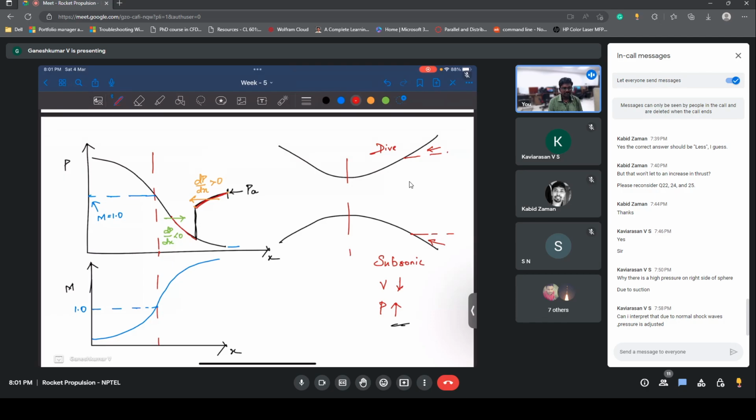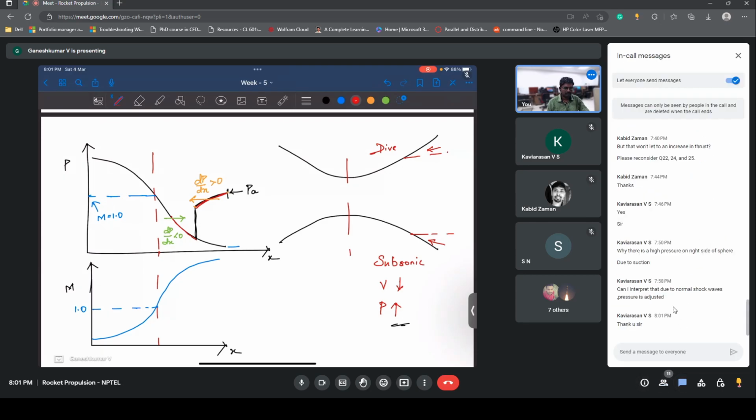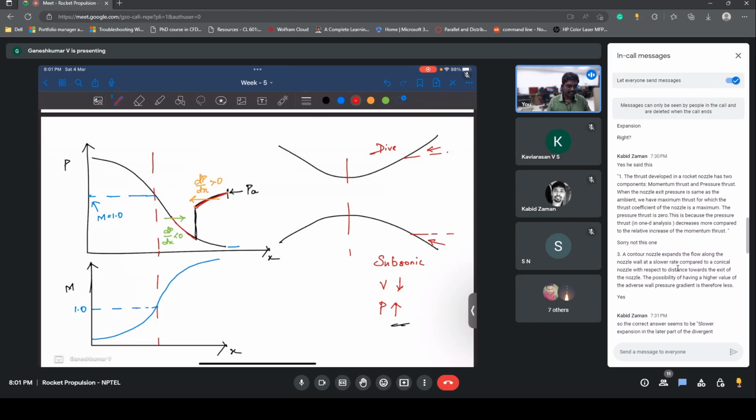So, does that clear your doubt, Kaviyarasan? All right. So, are there any more doubts?